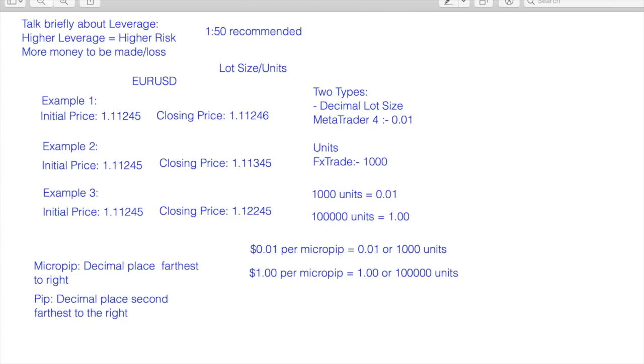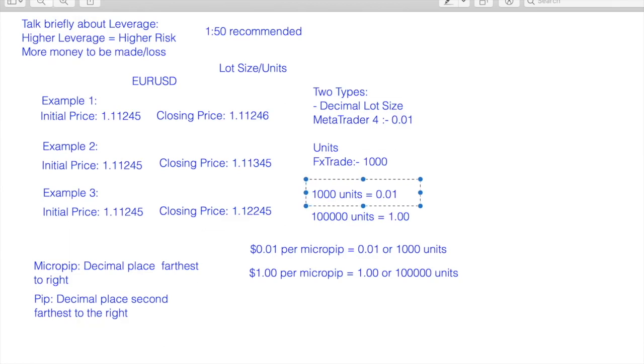I kind of just want to give you a background for this. So you have the decimal lot size, and then you have some apps like FX Trade, for example, which I'm going to be showing you guys how to use and why it's important. They actually have it in units. So just to give you the equivalent, 1,000 units is 0.01 decimal lots, right?